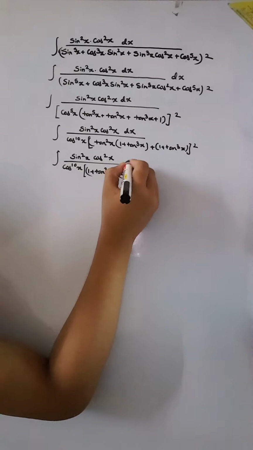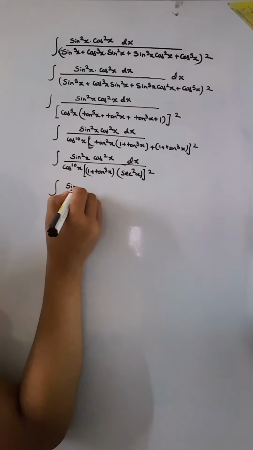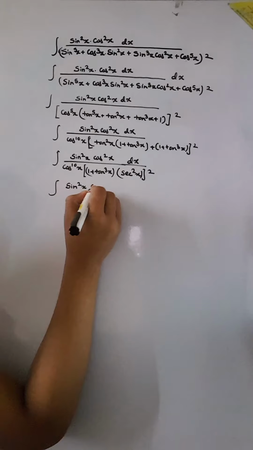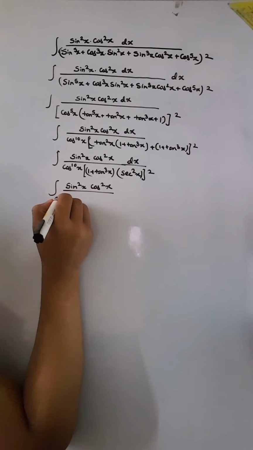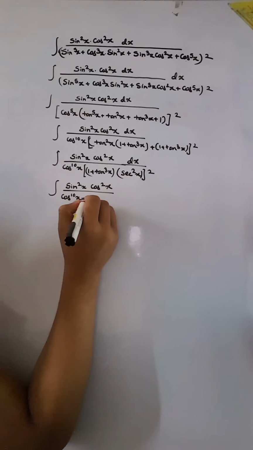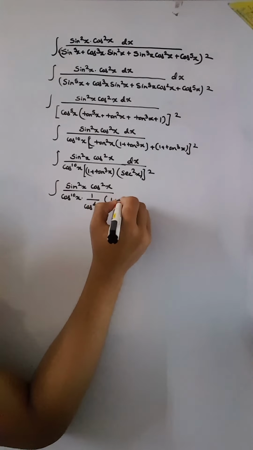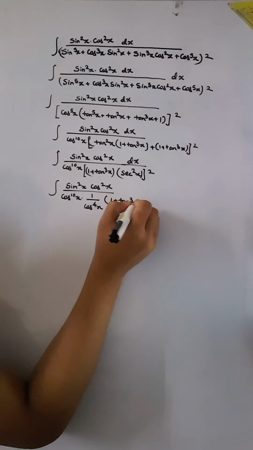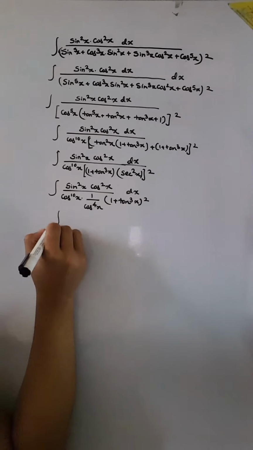So continuing with our integration, we have our cube sine square x term, which we need to eliminate in any way that is possible. Then cos 10x multiplied with sec 4x, which is going to become 1 divided by cos of 4x, into (1 plus tan cube x) whole square dx.